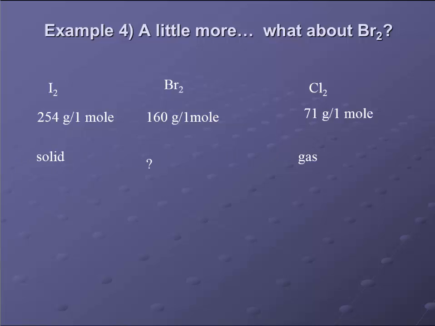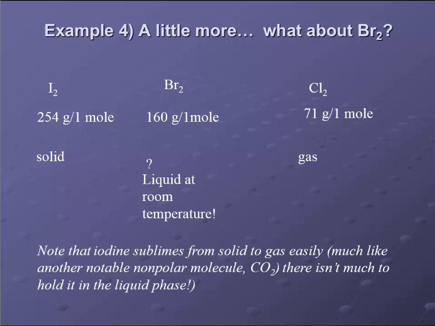So if iodine's a solid and chlorine's a gas at room temperature, how do we end up with a state for bromine? We've already seen it in videos. It's an ugly orange-brown liquid. It's a liquid at room temperature, and that makes some sense. It's quite a bit heavier than chlorine and quite a bit lighter than iodine, and so its mass allows it to be a liquid at room temperature.